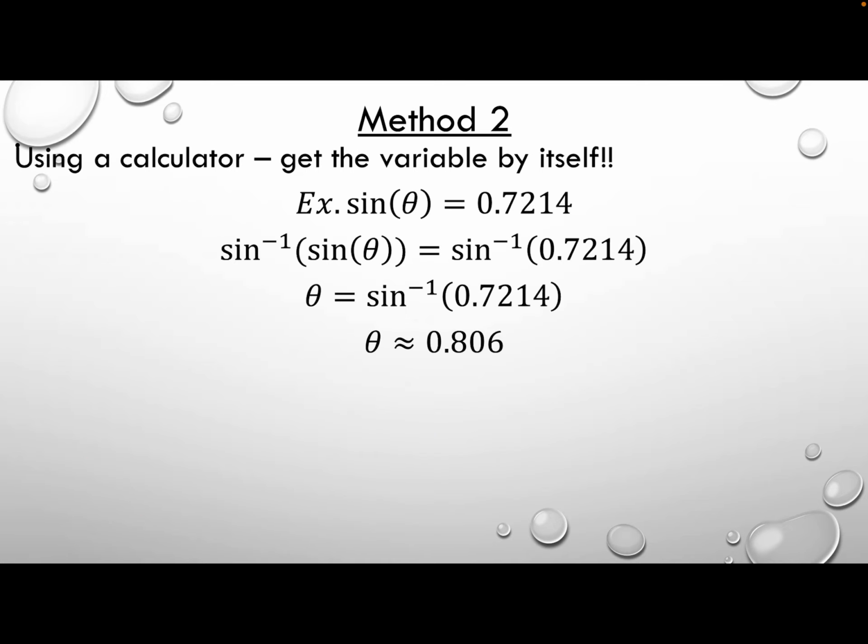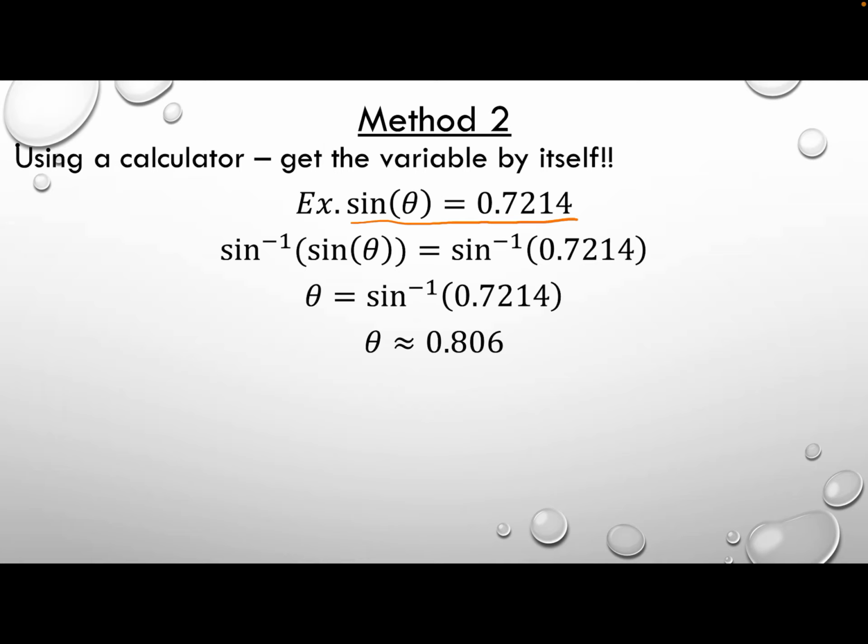Okay, now let's look at using a calculator. This is a method that you want to use when the values that are given to you are not on the unit circle. So here's a perfect example. You have sine of theta is equal to 0.7214. That is not a value that is readily or easily identifiable on the unit circle.